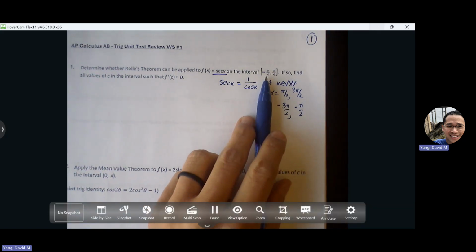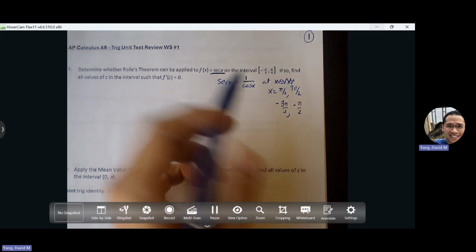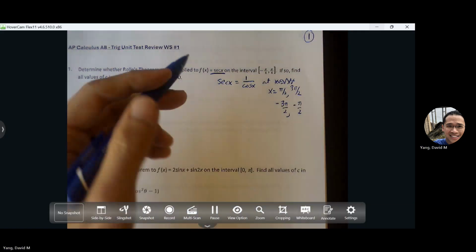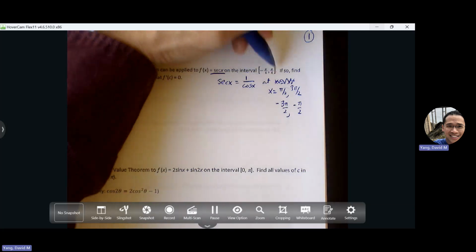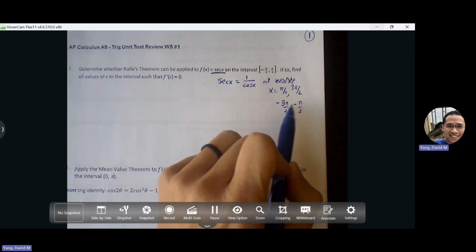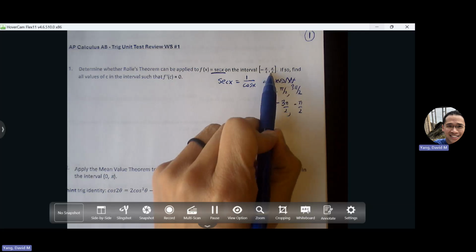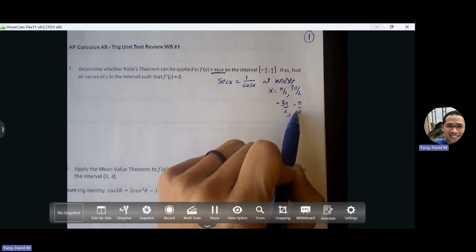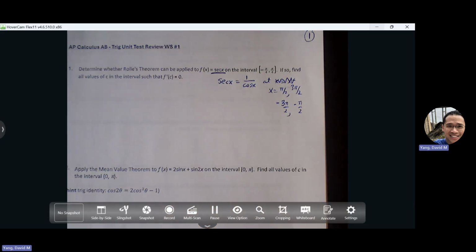And if you look at our interval from negative pi over 4 to pi over 4, none of these are going to interfere. So we're safe. None of these asymptotes are going to fall within the interval from negative pi over 4 to pi over 4. The closest we have is pi over 2 and negative pi over 2, but these are going to be on the outside.